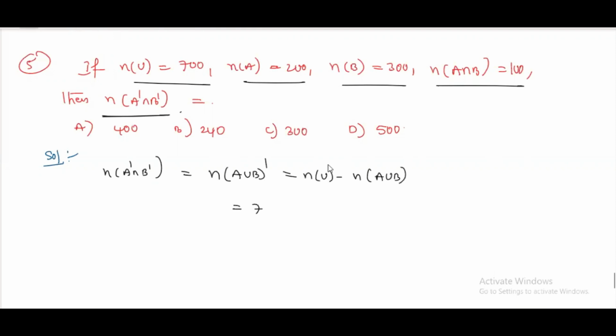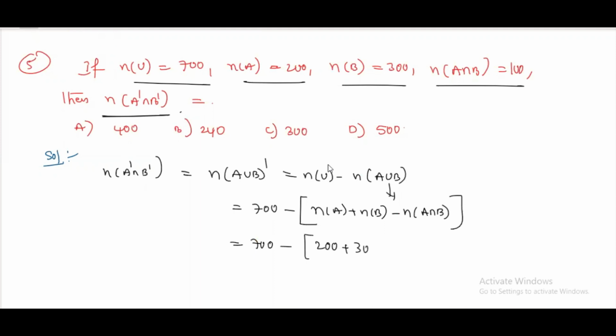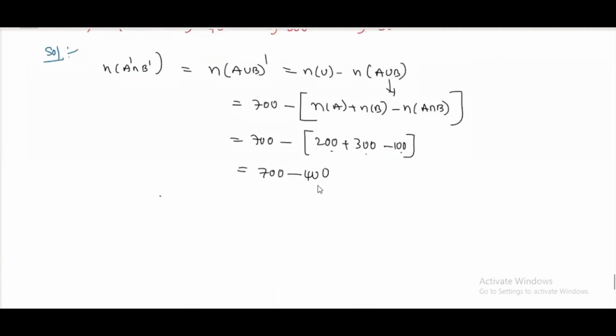The n of U value we know is 700, minus n of A union B, which we can find from the remaining given values, that is n of A plus n of B minus n of A intersection B. So this is the formula to find n of A union B. So 700 minus (200 plus 300 minus 100). That is 700 minus (500 minus 100), which is 700 minus 400. Therefore, n of A complement intersection B complement is equal to 300.